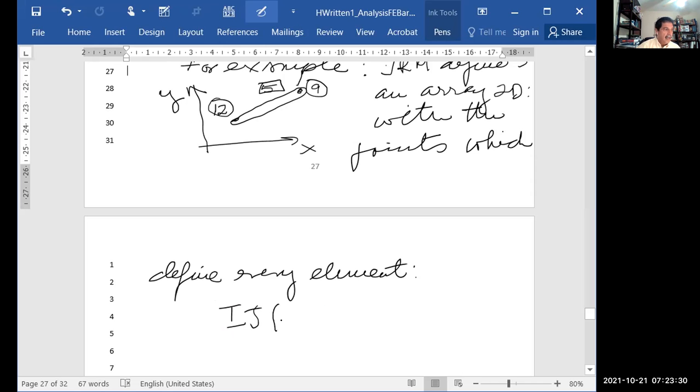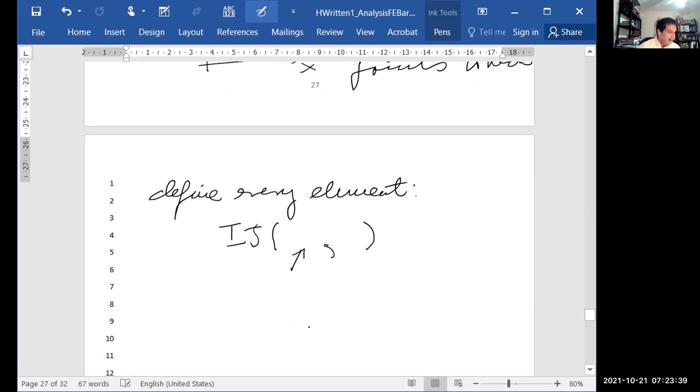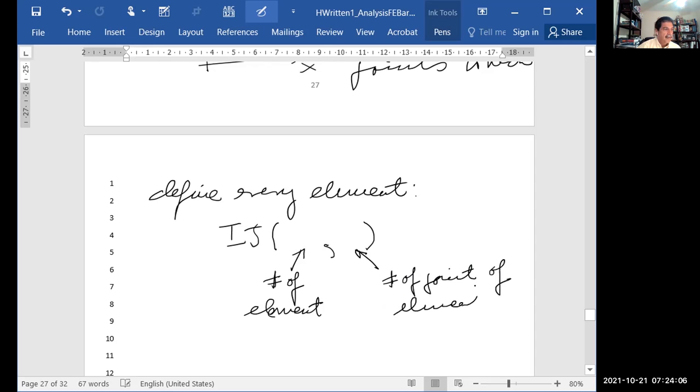So what I said is that I use 2 subindices. For example, the first subindex I use to specify the number of the element. And here, since for every element I have 2 joints, I have to specify the number of the joint of the element. In this case, since we are using line elements, we have either 1 or 2.